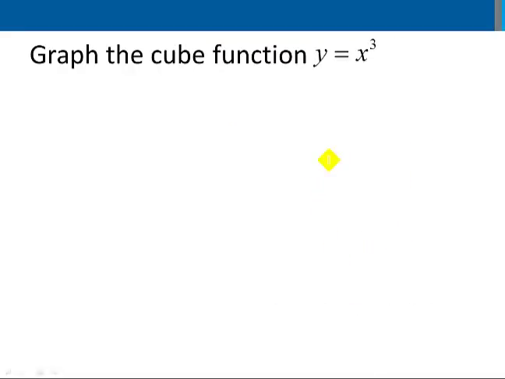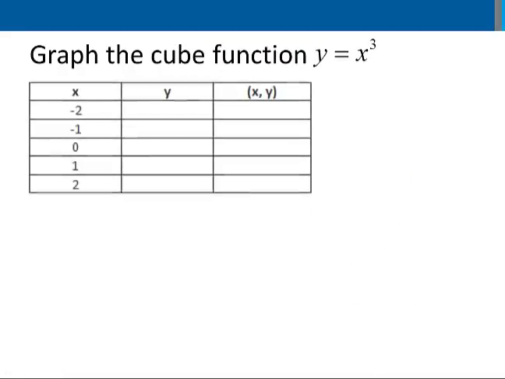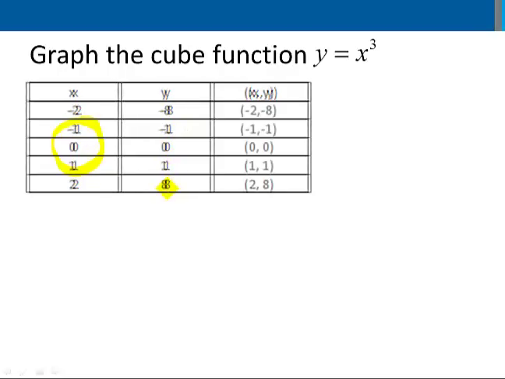Next, y equals x cubed, the cube function. Key points include x values of -1, 0, and 1. Y equals x cubed gives us y values, including -2 and 2 for our x values. The y values would be -8, -1, 0, 1, and 8. Ordered pairs will be (-2, -8), (-1, -1), (0, 0), (1, 1), and (2, 8).